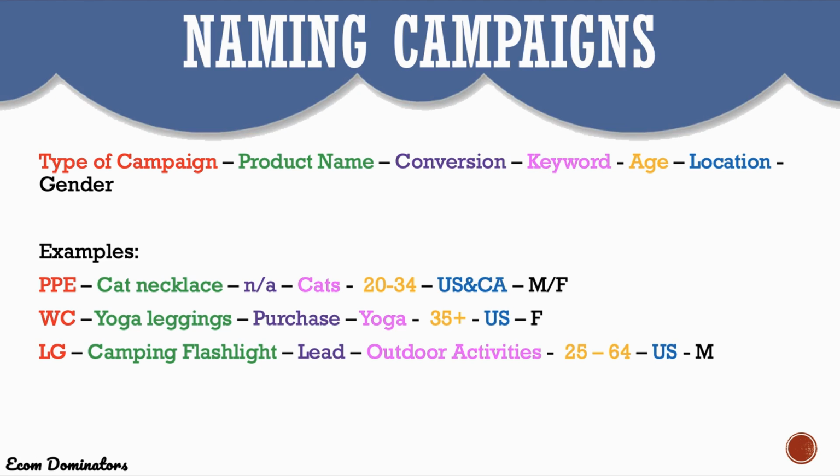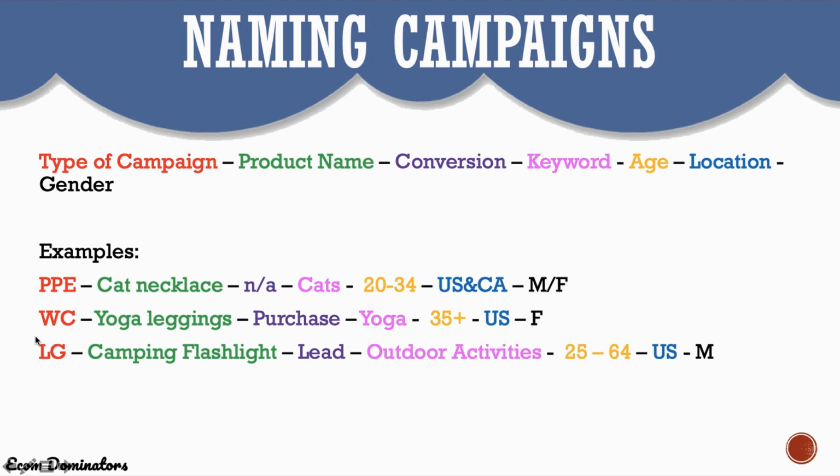So I'm going to show you a few examples just so you guys know how this looks. The first one is a PP ad. So say for example, you're running an engagement ad for a cat necklace. Now for the conversion, I put NA, which means does not apply, because for engagement ads, we're not actually optimizing for certain conversions. We're just optimizing for likes, shares, and comments. So the next one is I'm going to target people that like cats between the ages of 20 and 34 who live in the US and Canada and both genders.